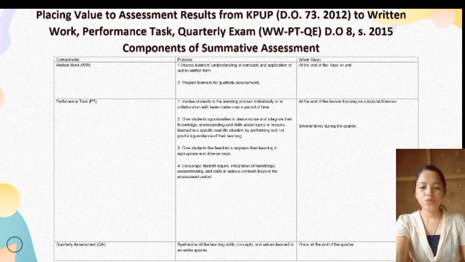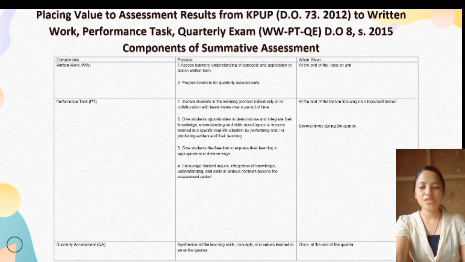Second, give students opportunities to demonstrate and integrate their knowledge, understanding, and skills about topics or lessons learned in a specific real-life situation by performing and or producing evidence of their learning. Third, give students the freedom to express their learning in appropriate and diverse ways. Fourth, encourage student inquiry, integration of knowledge, understanding, and skills in various contexts beyond the assessment period.